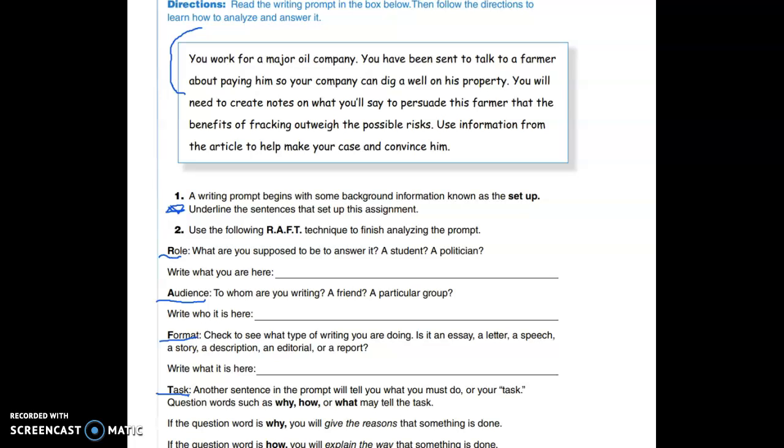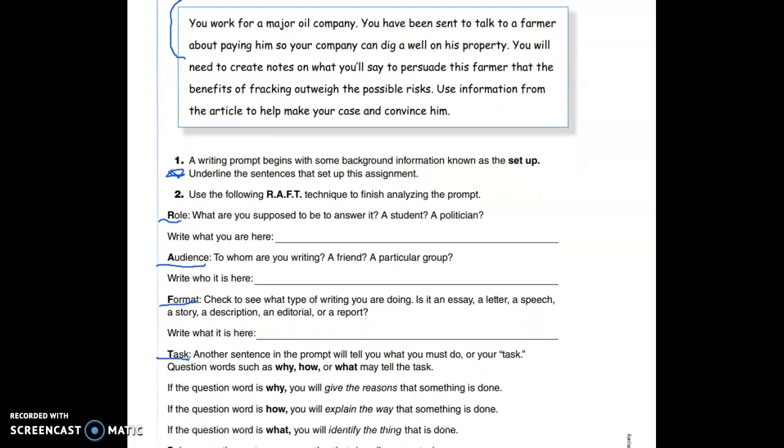I am a what? The audience: who am I writing to? Who are you going to talk to? The person you're talking to is your audience. Why? Okay, check to see what you're doing. You're going to be talking to this person in a specific way because you're trying to get this person or this group to do something for you.